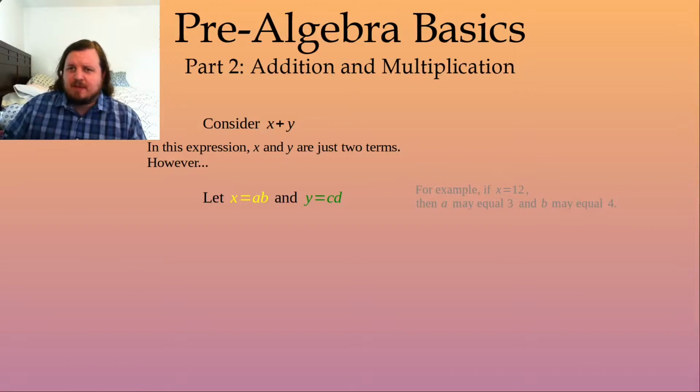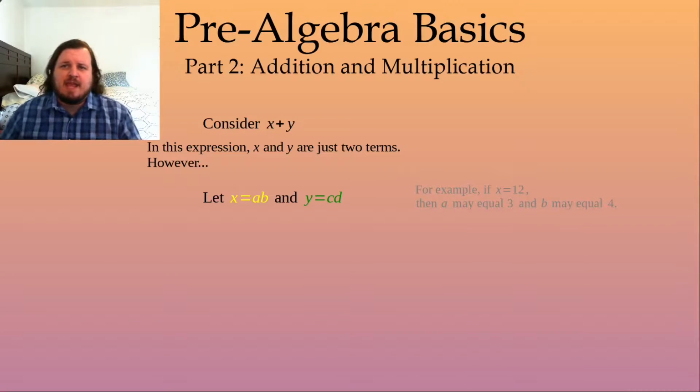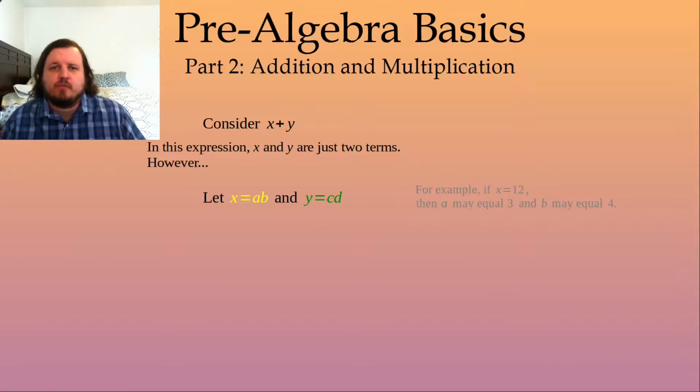For example, if x was 12, then a could be 3 and b could be 4, because 3 times 4 would be 12. So the term x would be made from the factors 3 and 4. They could be other values as long as their product would be 12, right? For example, a could be 2, b could be 6.